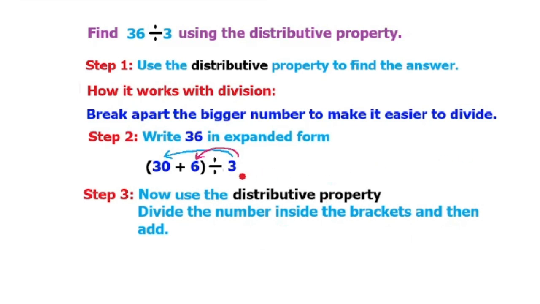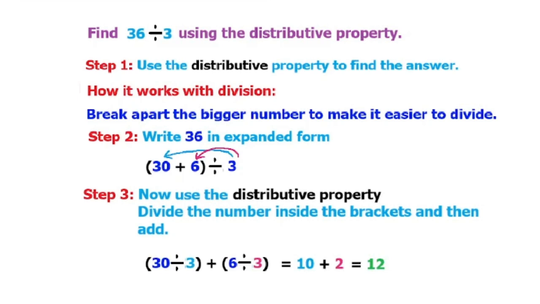It'll look like this. You can divide the 3 into the 30 and then the 3 into the 6. So I've used different colors to highlight the two numbers, okay? So it'll look like this. So it'll be 30 divided by 3, and I've made that the same turquoise as the arrow, plus now, 6 divided by 3 with the pink. So that's how the distributive property works for division.